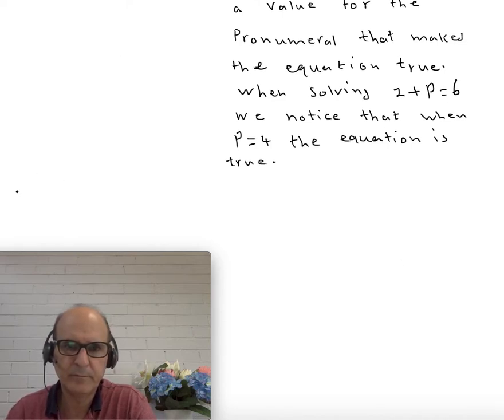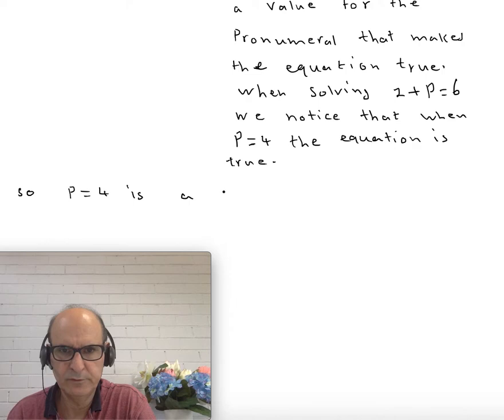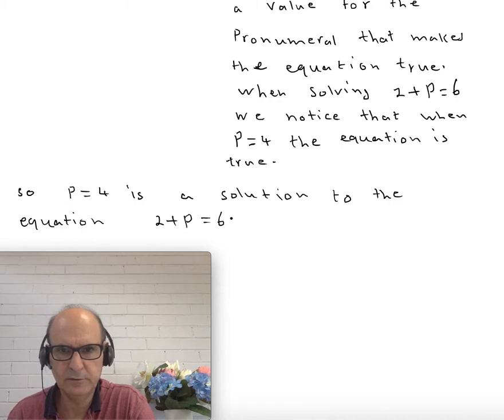So p equal to 4 is a solution to the equation 2 plus p equal to 6. All right. Now we know what is an equation and what is its solution.